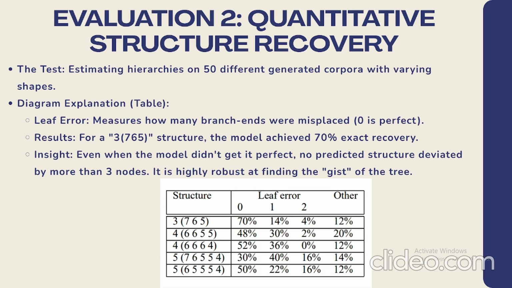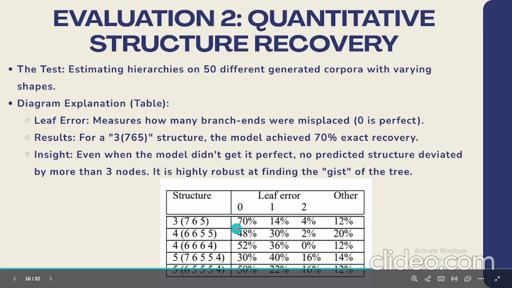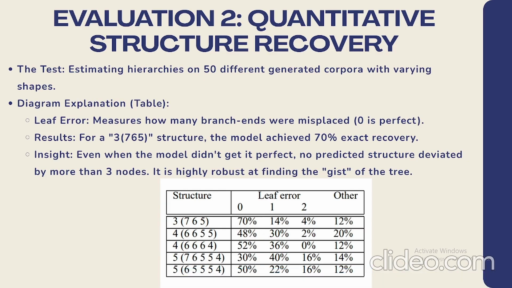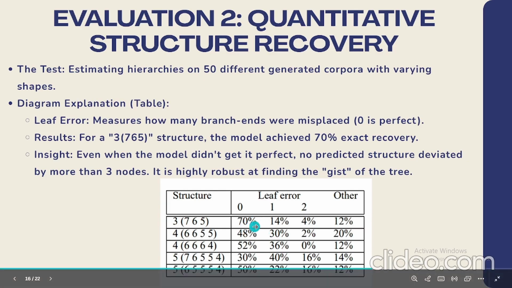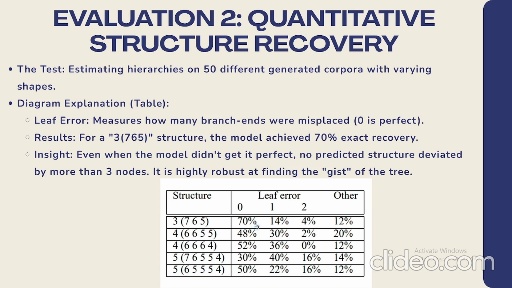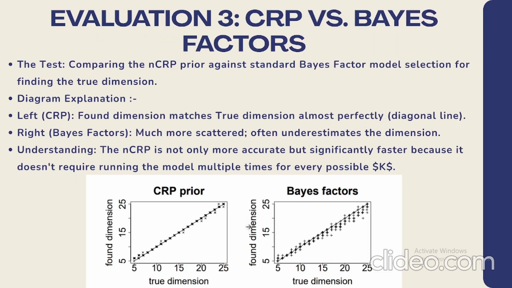When it failed to get the exact tree, it was always within 3 nodes of the truth, making it incredibly robust at finding the gist of the data. So our model is incredibly robust at finding the hierarchy of the data, which is the main goal, and it provides 70% exact recovery, which is a really great result. Now let's move ahead to the next evaluation strategy that we have.